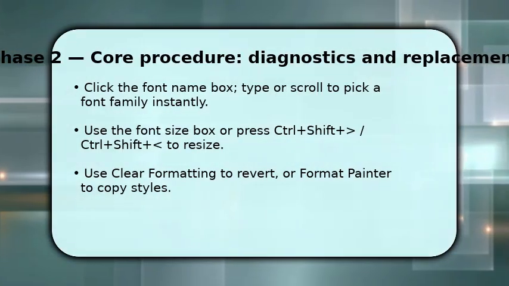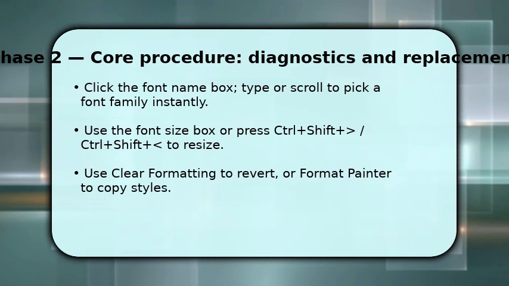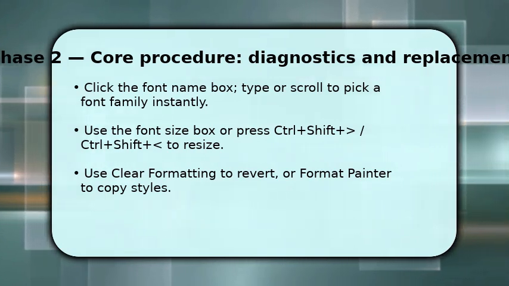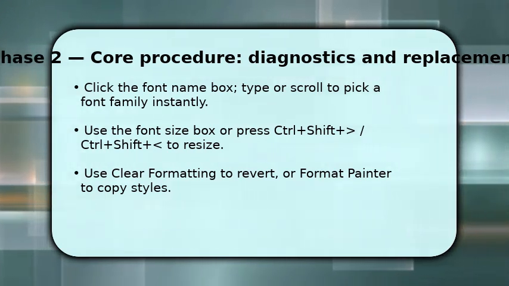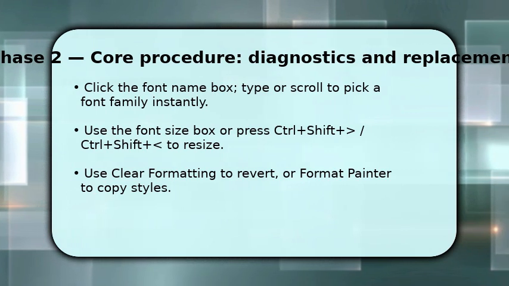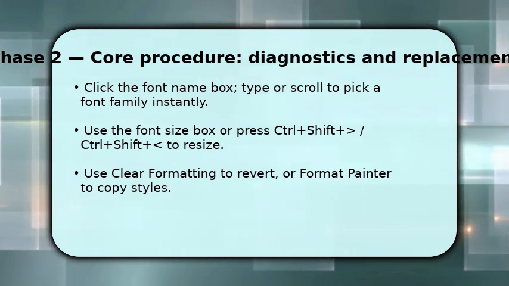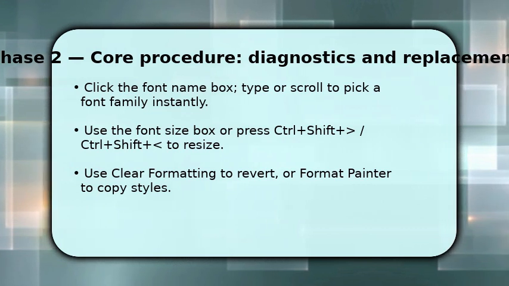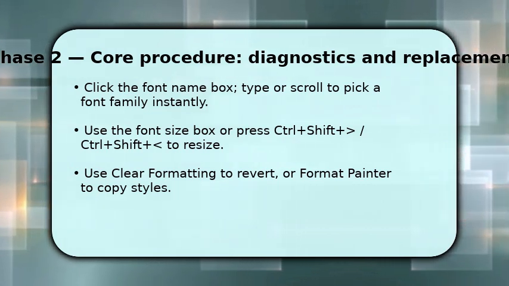Click the font name box, type part of a name or scroll. You'll see a live preview in the document that helps you decide. For size, use the font size box or quick shortcuts like Ctrl+Shift+> and Ctrl+Shift+< to nudge sizes. Remember to mix style toggles like bold, italic, and underline for emphasis.